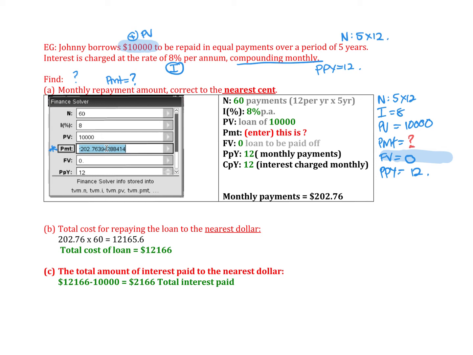You're going to give that money every month to the bank: $202.76. Okay, so there's that. Now, this is where you've got to be really careful with the questions. They said the total cost for repaying the loan, to the nearest dollar.